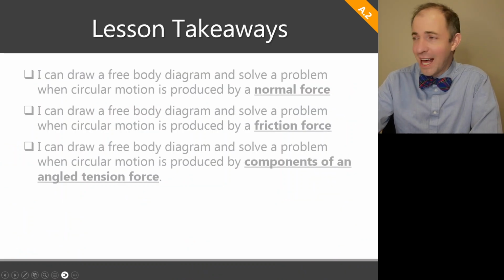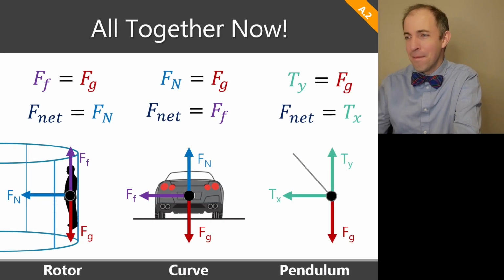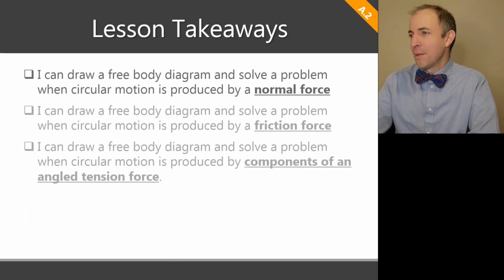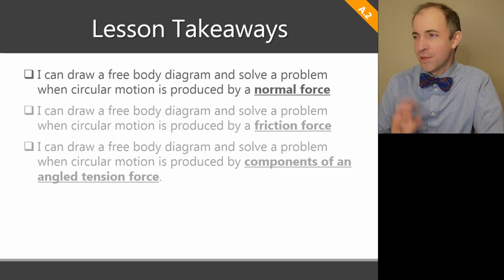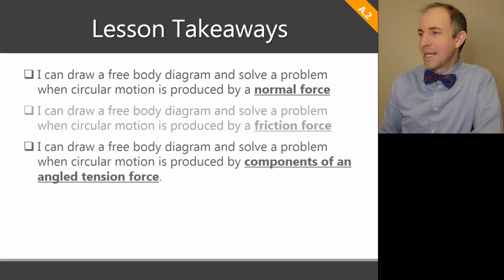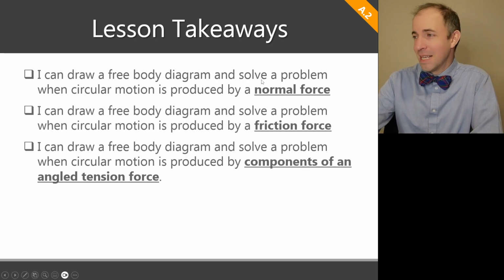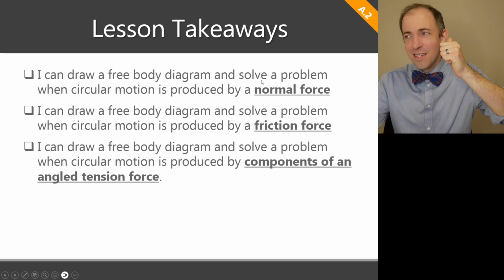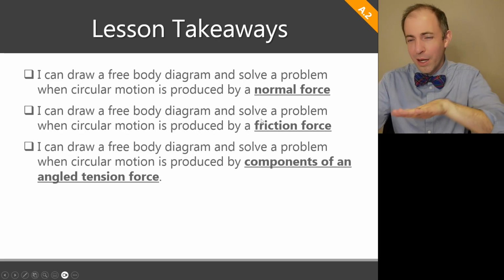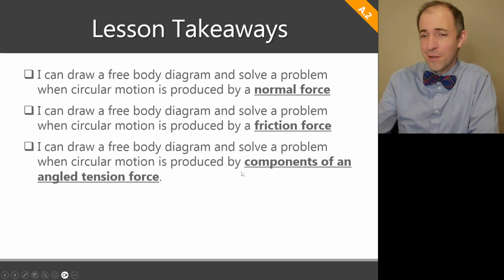All right, there are a lot of different things, but really these factored into those three main scenarios. You should be able to draw a free body diagram and solve a problem when circular motion is produced by a normal force, so think the rotor problem. Draw a free body diagram and solve a problem when it's produced by a friction force, and then when it's produced by the components of an angled tension force. So think your situation with a rotor, situation with going around a curve with friction, and situation looking at an angled tension force creating that circle.